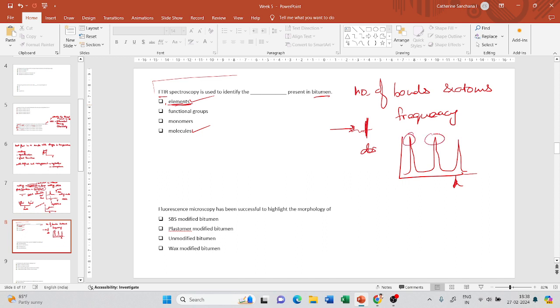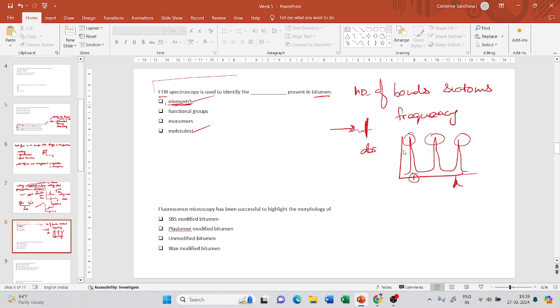These peaks tell you that at this particular wave number, each material or each functional group, wherever it is present, will oscillate or resonate only at its own natural frequency, right? So it is like a fingerprint. At this particular wave number, only this functional group will show its peak in an FTIR spectroscopy.